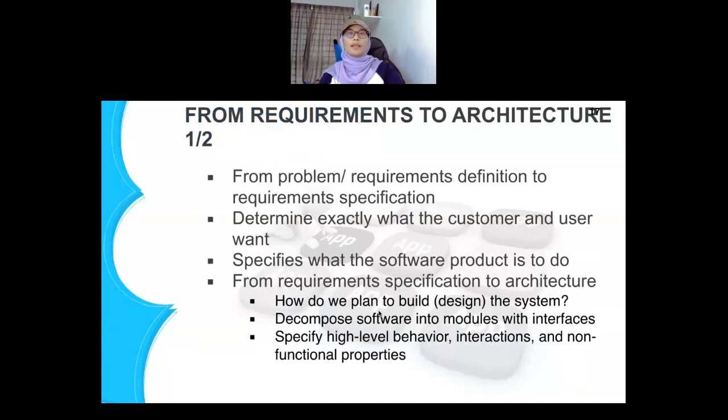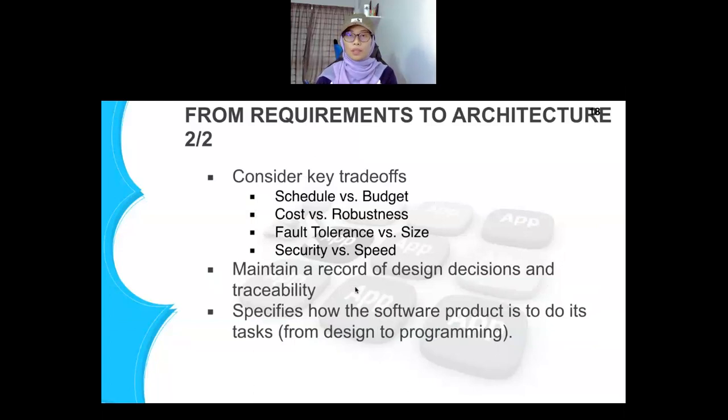And from problem requirement definition to requirement specification, determine exactly what, this is just telling you the purpose of design, how it can be transformed. Design also goes from requirement to architecture design. So problem requirement, define the requirement specification, specify what the software product is to do. From requirement specification to architecture, you can know how we plan to build the system, decompose software, and specify high-level behavior, interaction, and non-functional properties.